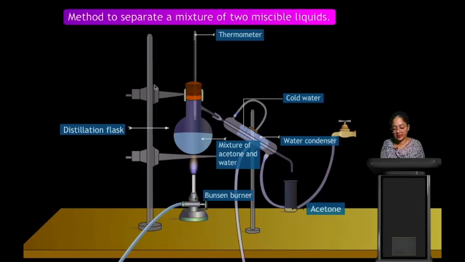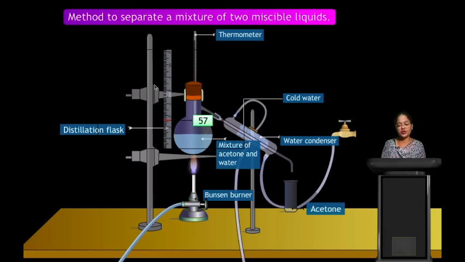So let's see how to separate it here. You can see, once the Bunsen burner starts burning, the temperature is raised to some extent. To what extent? It's 57 degrees Celsius on the thermometer. So do you think ethanol and water boil at the same temperature? What's the boiling point of water? Yes, it is 100 degrees Celsius, right? But do you think it's the same for ethanol? No, ethanol's boiling point is 57 degrees Celsius, okay.